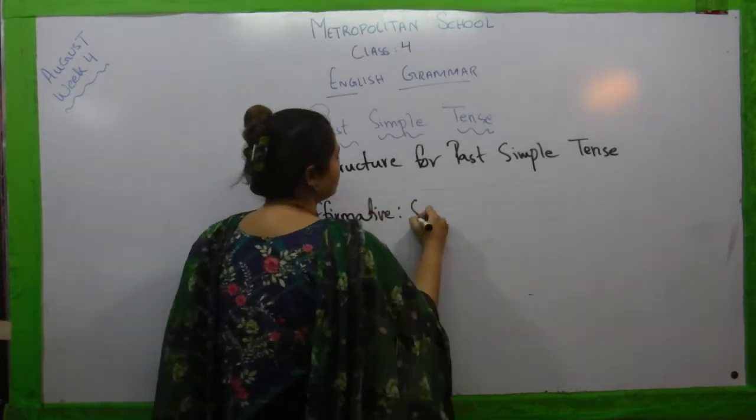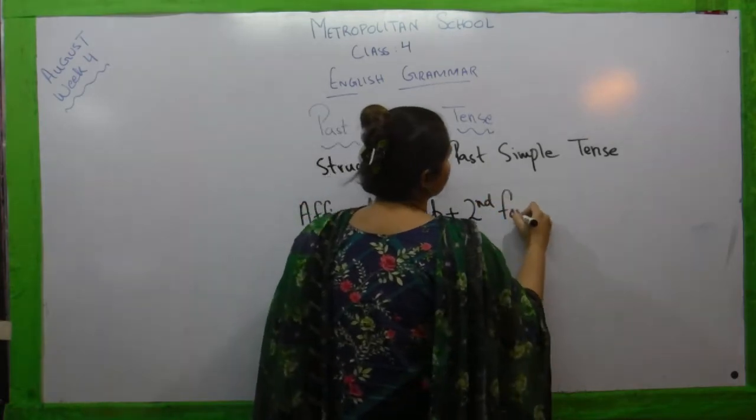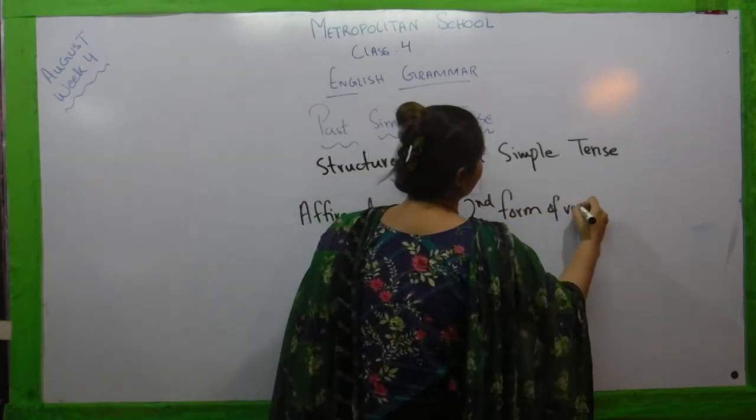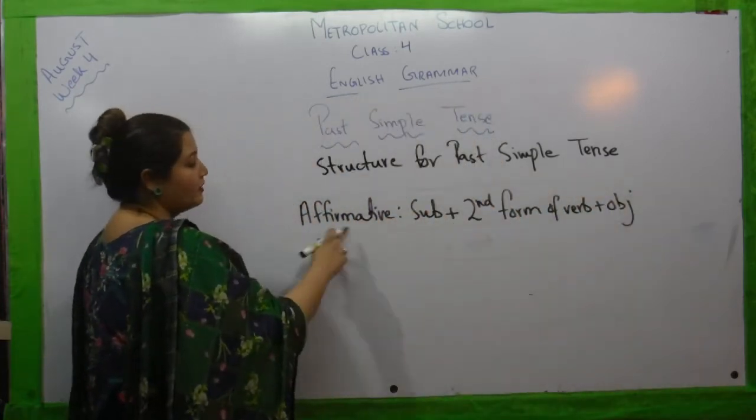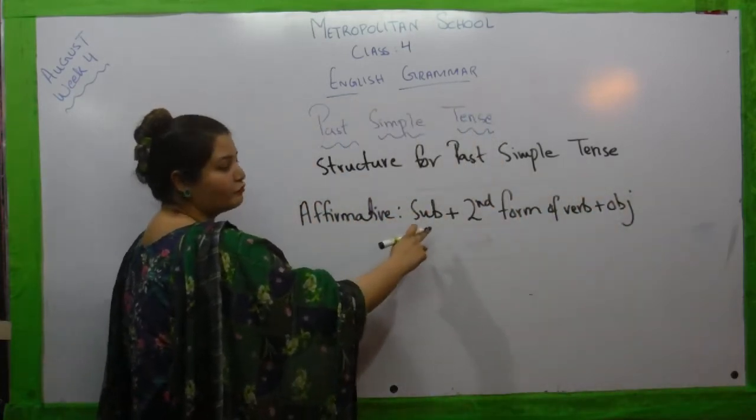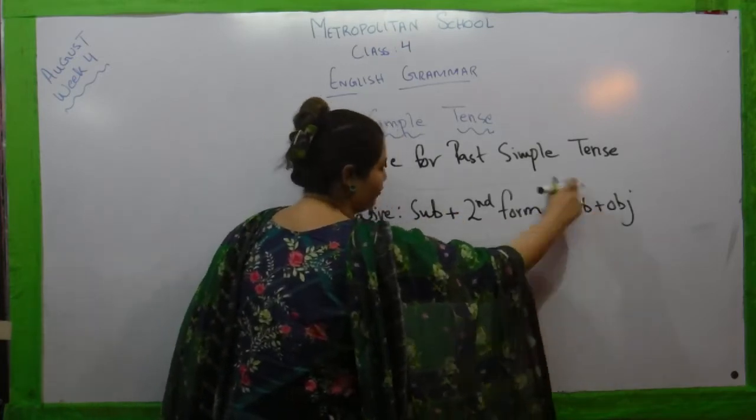That will be subject plus second form of verb plus object. What will be the structure for the affirmative? You will have to write a subject, second form of verb, and then an object.